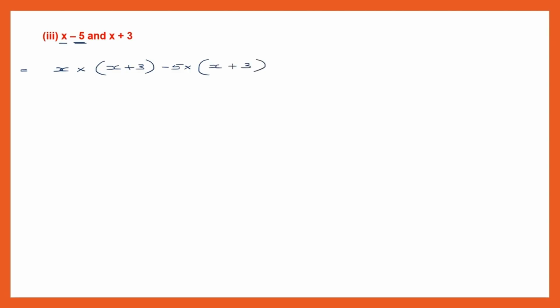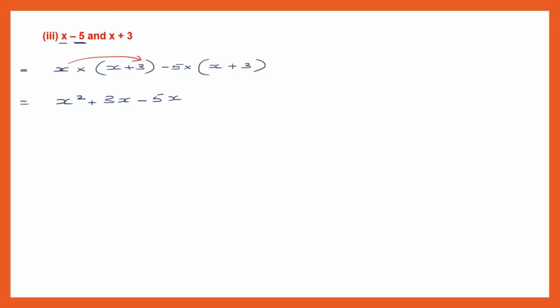So now let's multiply x into x. x into x is x to the power of 2. Now we have to multiply with the next one, that is x into 3. So x into 3 will be 3x. So that is plus 3x. So let's write that. Now we go to the next part, minus 5 into x. Minus 5 into x, the sign will be minus, the number is 5, 5 into x is 5x.